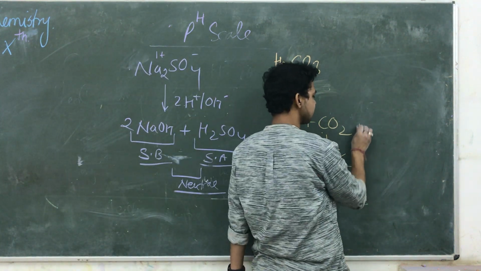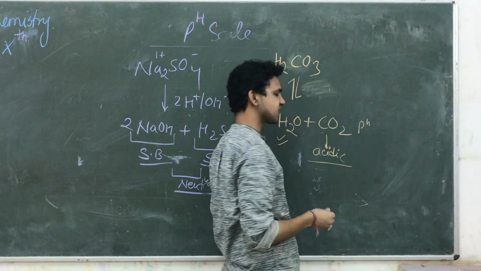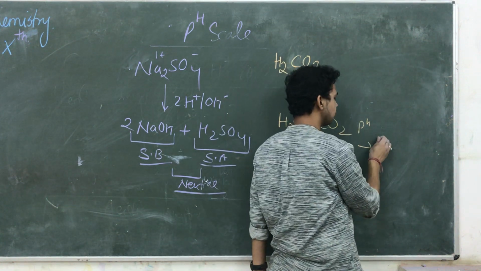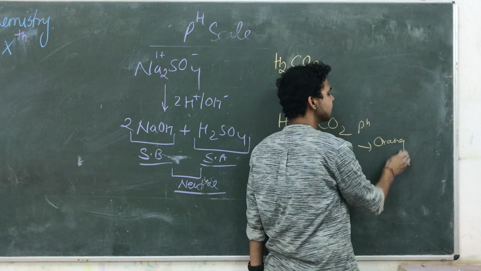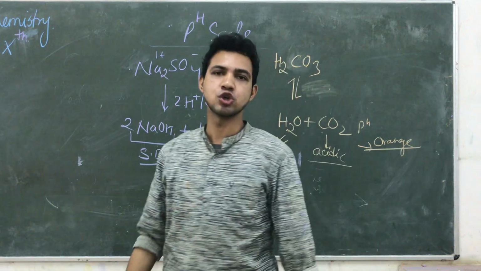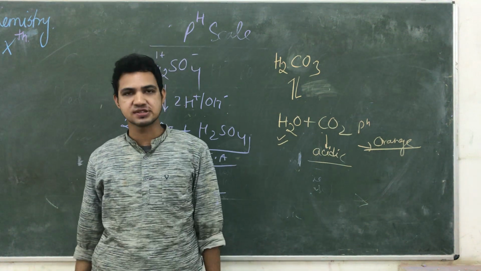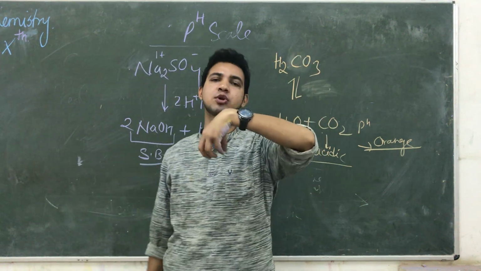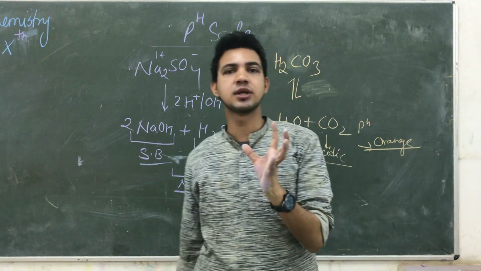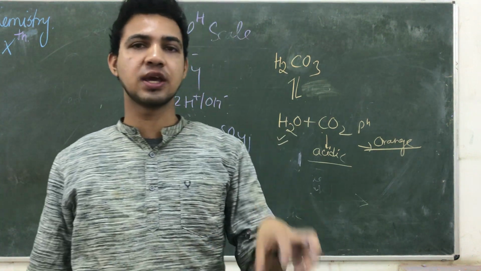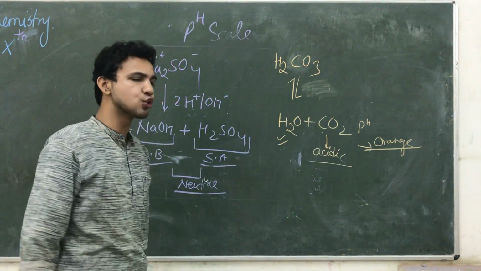When we dip a pH scale or pH paper inside this solution, its color should be orange. Orange, not red. Orange means it is not a strong acid, it's a weak acid. When you dip pH paper in carbonic acid, it will give you an orange color. So the orange color shows its weak acidic nature.